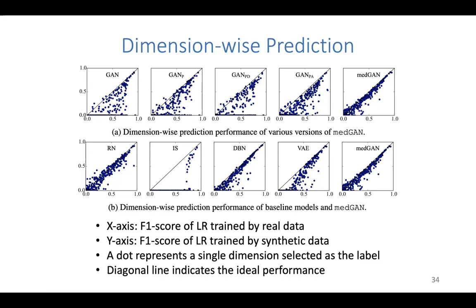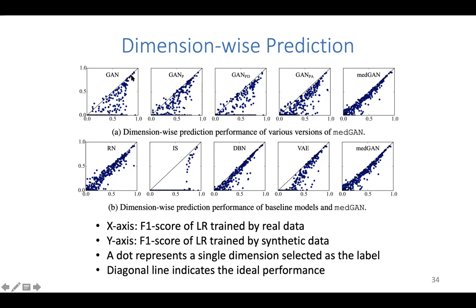That is the evaluation metric of the binary classifier. We use the F1 score to evaluate the two LRs, one trained with fake samples, one trained with real samples. Oh, I was confused. I thought this was synthetic and this was real. I'm sorry. So the x-axis is the F1 score of LR trained by real data, and the y-axis is the F1 score of LR trained by synthetic data, but all tested against real, held-out, unseen test samples.